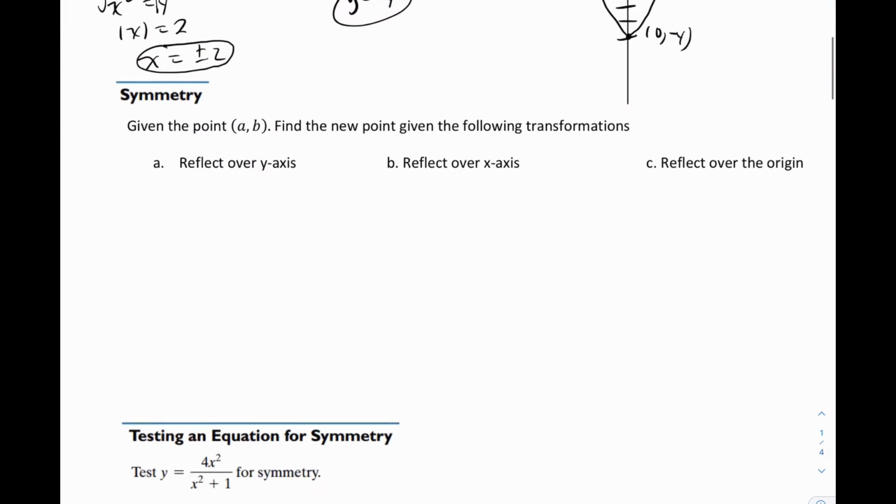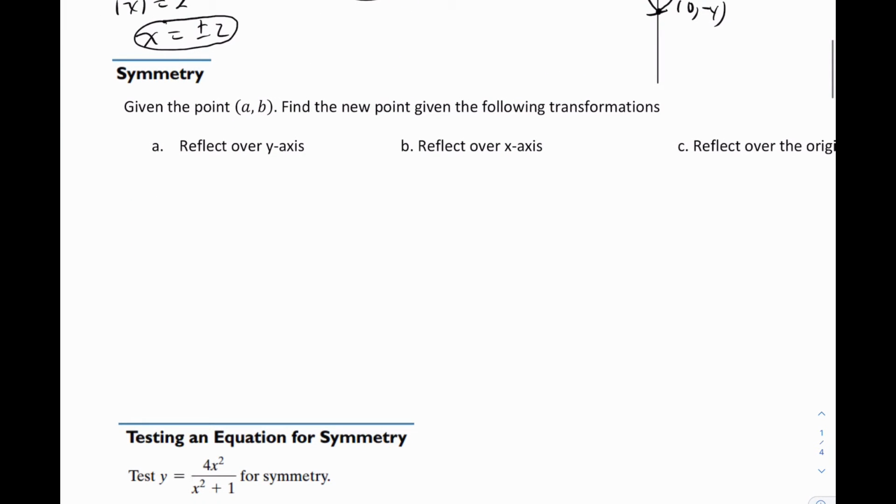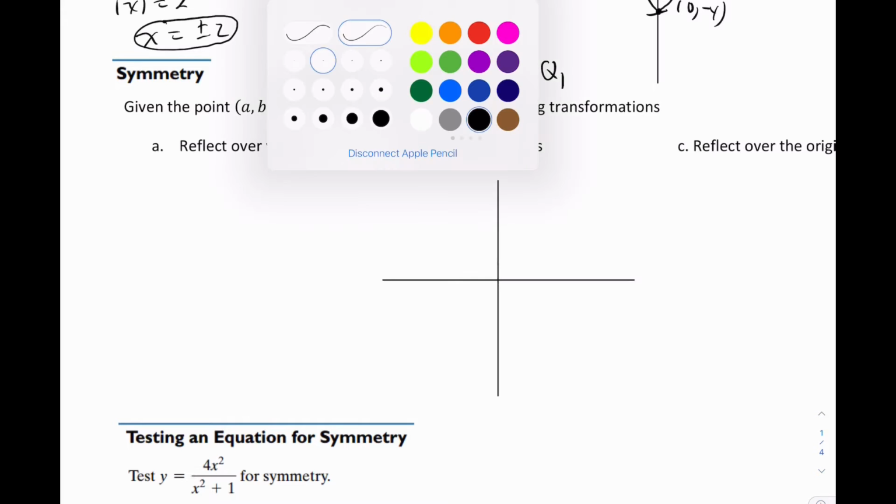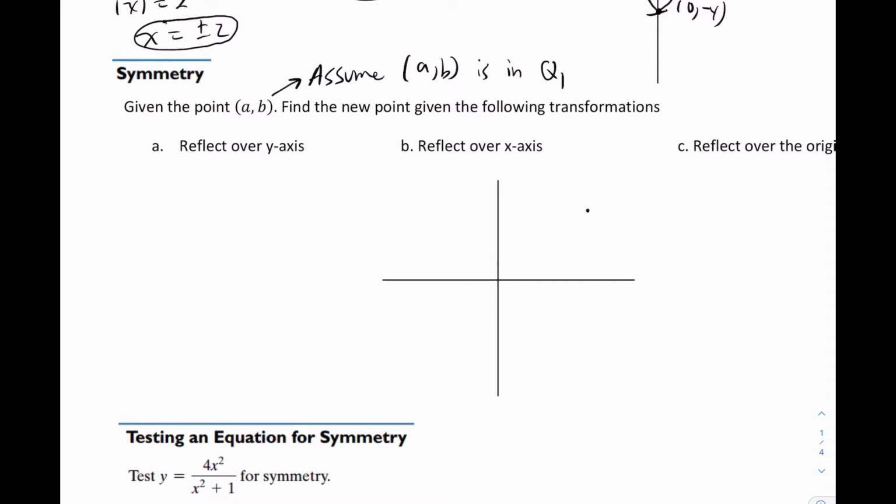Now let's go to symmetry. Given the point AB, find the new point given the following. So to make this easier, I'm just going to assume that AB is in quadrant 1. It's not really necessary or important, but it will make it easier for me to do this question. Your other questions have numbers on them, so you won't need to make any assumptions like this. But for us, it'll make it a little bit easier. So we'll generically just put AB right about here.